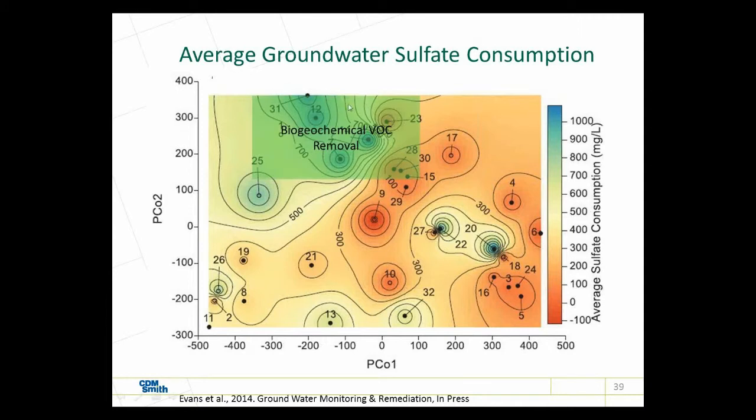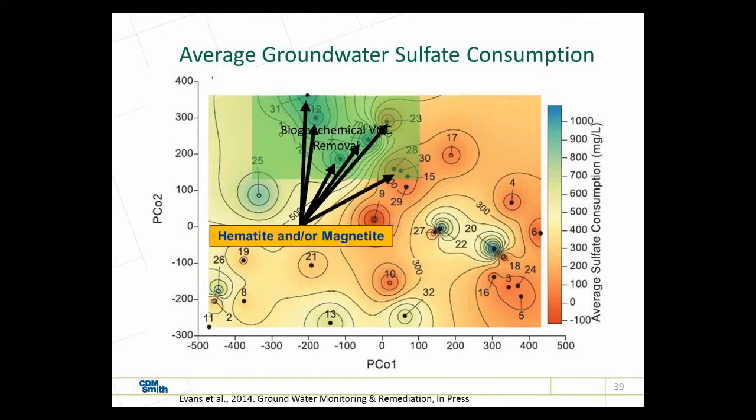This, in general, overlaps with our biogeochemical transformation pattern. There are some exceptions. This is a complex data set, but if we look at the preponderance of the columns, they show up in this area, which corresponds to biogeochemical VOC removal, which also corresponds to high sulfate consumption, validating that that's an important process. What else? A lot of these columns also had either hematite and/or magnetite.